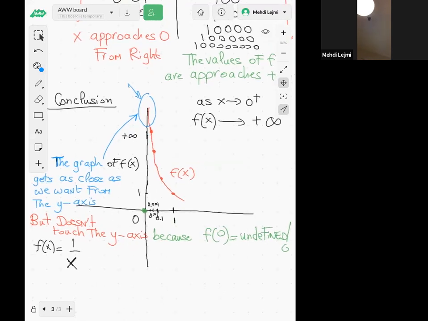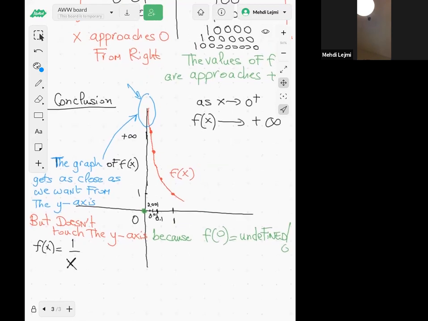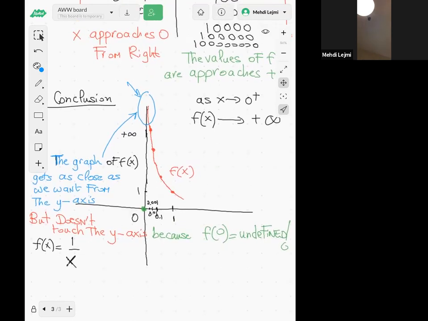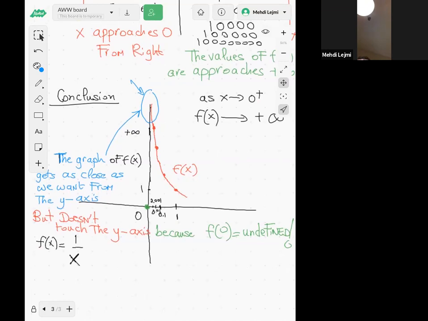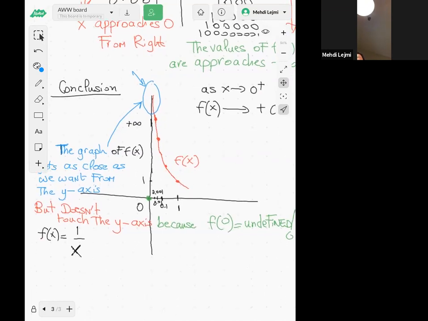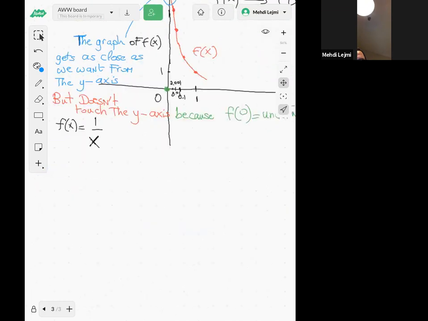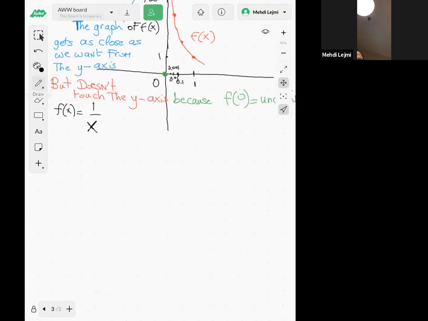Now, what happens when x approaches 0 from the left? Well, it's the same thing, but instead of positive values, we're going to have negative values. So, okay, now what happens to the values of f of x as x approaches 0 from the left?